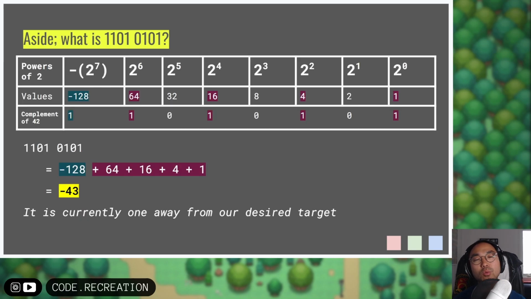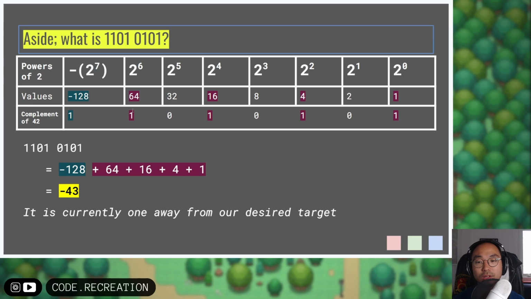What is 11010101? We did a complement of 42. What would the complement of 42 be, assuming that our leading digit was negative? So we have 8 bits. That means our leading bit is negative 2 to the exponent 7. So we get negative 128, and that is currently turned on.